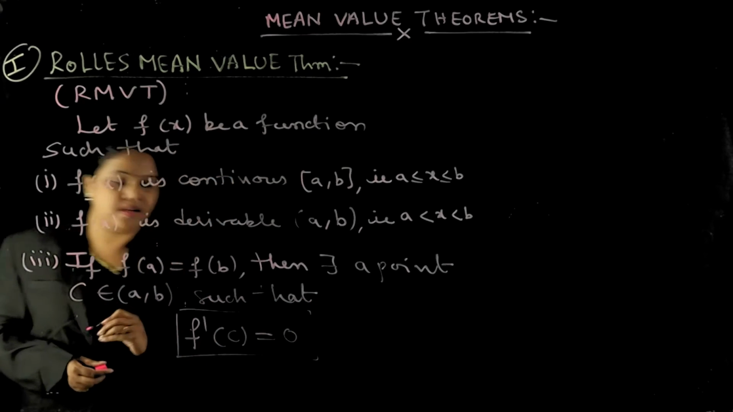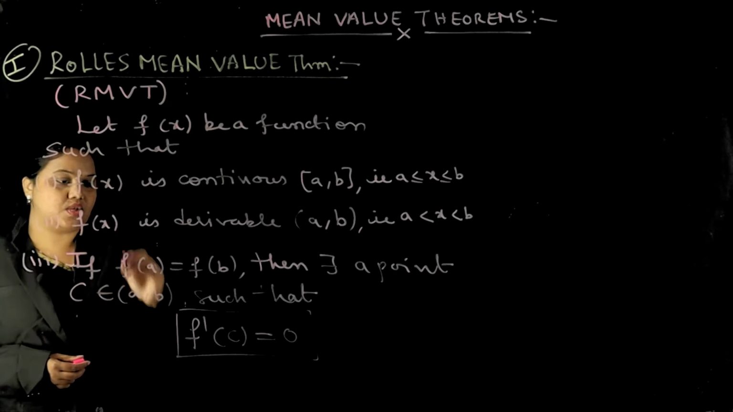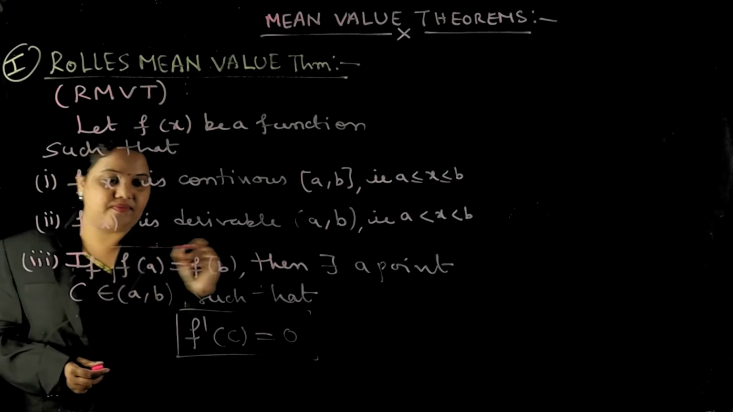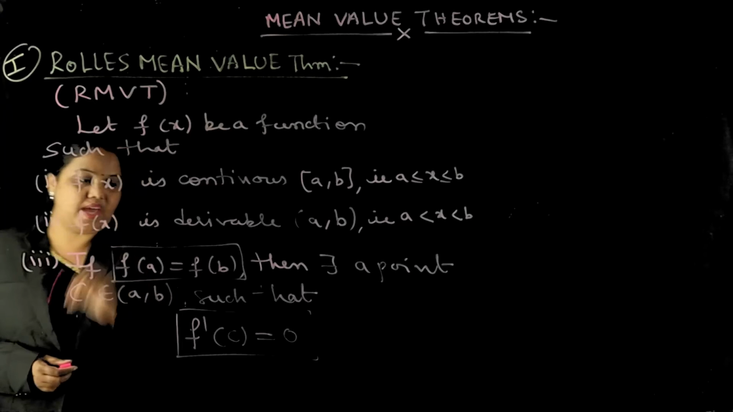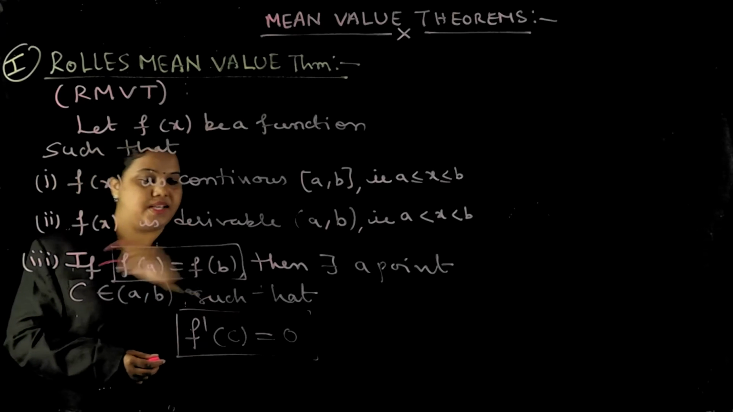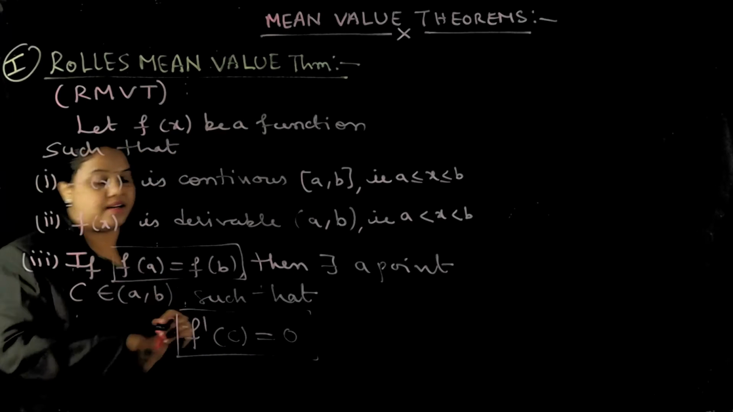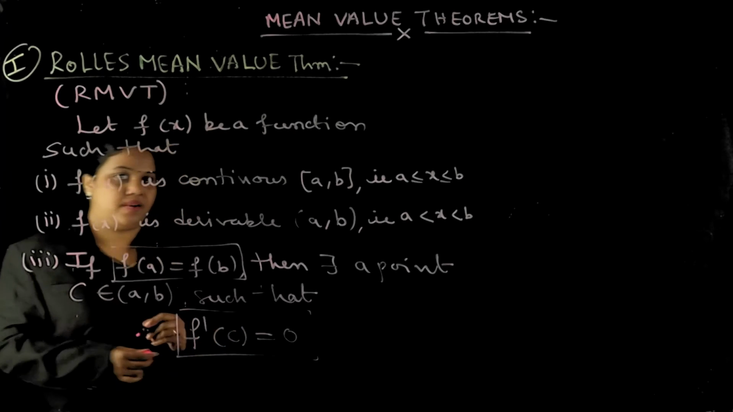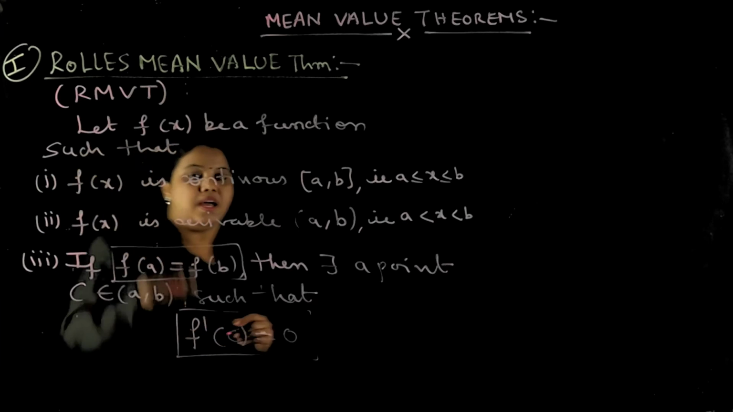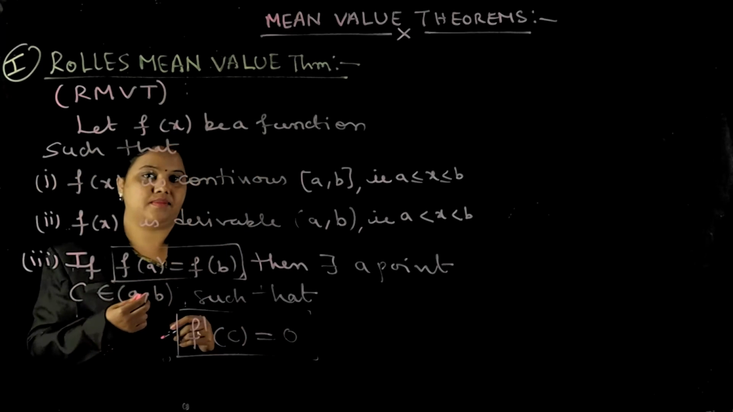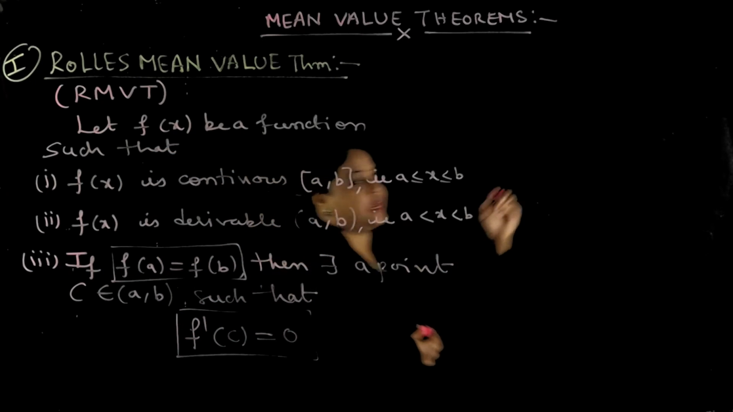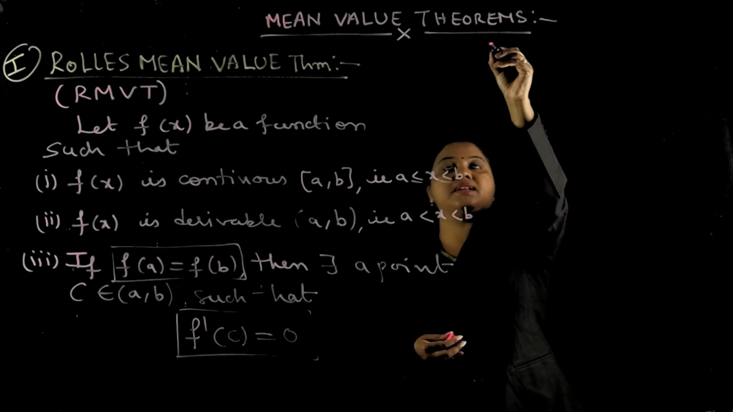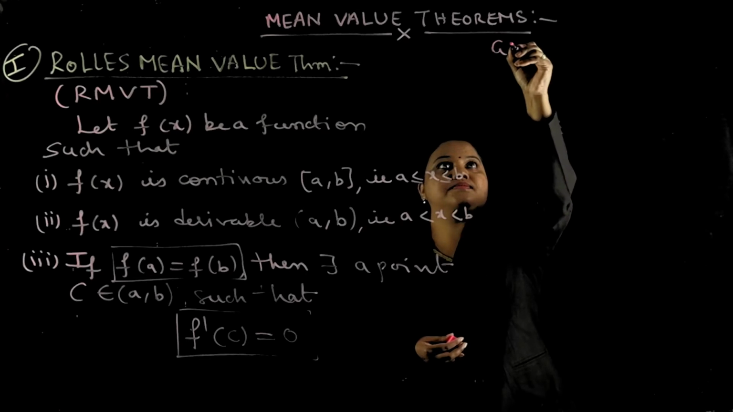So, we need to make note of these 2 points. One condition is that it should definitely satisfy f of a is equal to f of b. If this condition is satisfied, then f dash of c should be equal to 0. Now, we have just written the statements of the theorem. Now, let us understand this in the geometric sense.